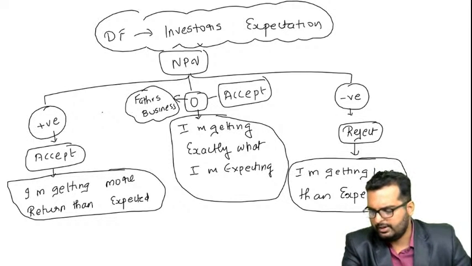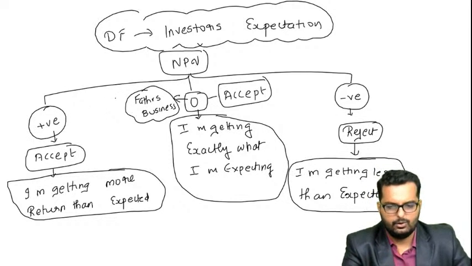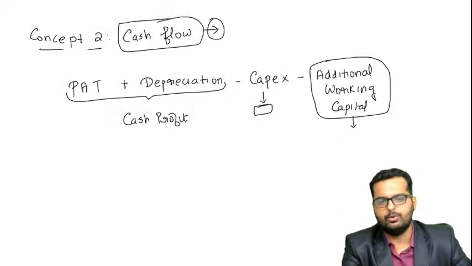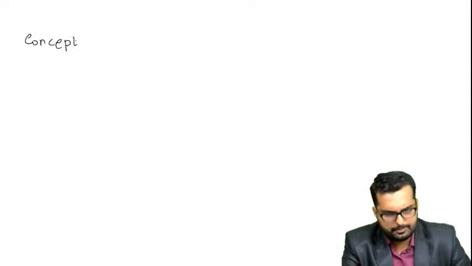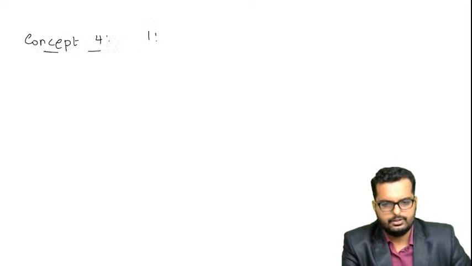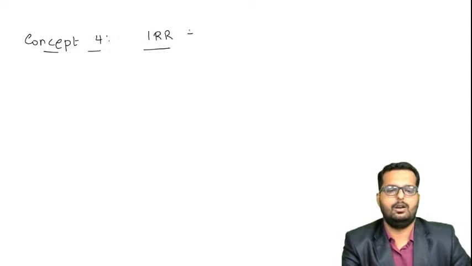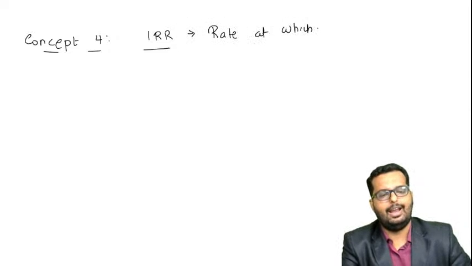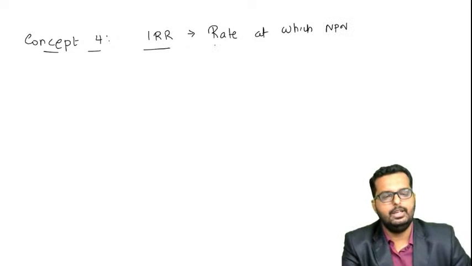Alright, so friends, we are done with this part also. Shall we go to the next one now? Okay, so we learned the 3 concepts so far. We learned what is NPV, we learned what is cash flow, and we learned what is discount factor. Now let me go to concept number 4, which is called IRR. IRR is the rate at which NPV becomes 0. Something you learned at your IPCC level.